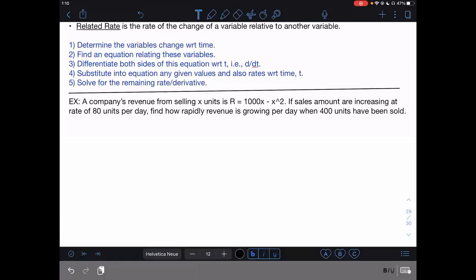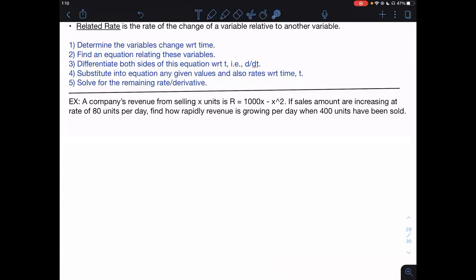All right, here we want to figure out, if this is the amount of revenue that this company makes based on the amount of units that they sell, and we're told that the sales amounts are increasing at a rate of 80 units per day, how rapidly the revenue is going to change. It's going to be changing per day if we sell exactly 400 units.